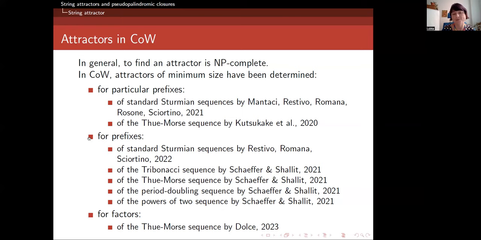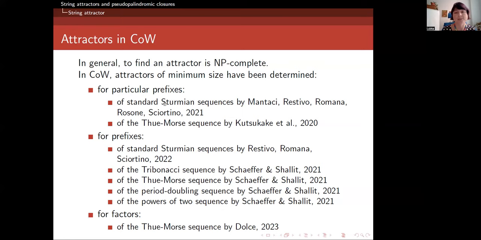And the same thing, if you know attractors of all prefixes, it does not mean that you know attractors of all factors. So this is like the easiest problem, the first one, then the more difficult problem, and the most difficult problem for factors. So what is known for particular prefixes of standard Sturmian sequences, or they are also called characteristic Sturmian sequences, was determined by Mantaci, Restivo, Romana, Rosone, and Sciortino in 2021: attractors of size 2 are sufficient for so-called finite Sturmian words, which are prefixes of standard Sturmian sequences.